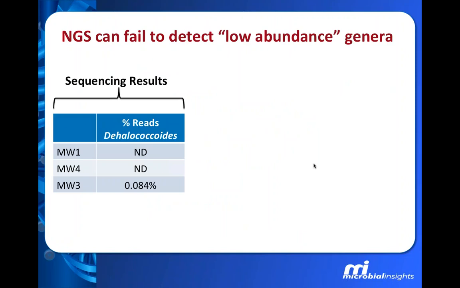So when we did this, we saw that for Dehalococcoides, there were no sequences identified in MW1 or 4, but MW8S had Dehalococcoides that accounted for 0.084% of the reads in our sample. Now, that sounds like a pretty small amount of Dehalococcoides to me, and it doesn't sound good. So if I were using NGS alone and basing my decisions for my site strictly on sequencing, I would probably be concerned here, and I wouldn't think reductive dechlorination was very likely.